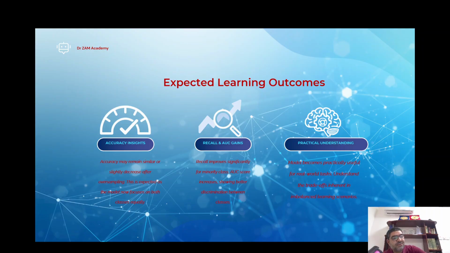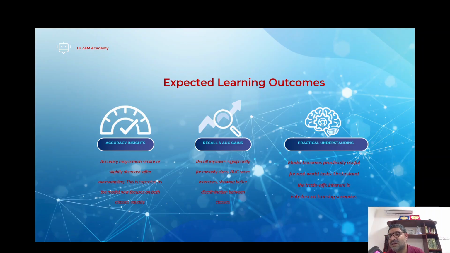So recall improves significantly for the minority class. AUC score increases, showing better discrimination between the classes. The model becomes practically useful, because we had seen cases where, even if the accuracy of the model was 95%, the usefulness of the model was zero, because it was otherwise as well.